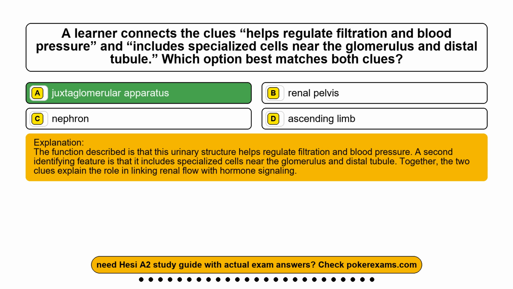The function described is that this urinary structure helps regulate filtration and blood pressure. A second identifying feature is that it includes specialized cells near the glomerulus and distal tubule. Together, the two clues explain the role in linking renal flow with hormone signaling.